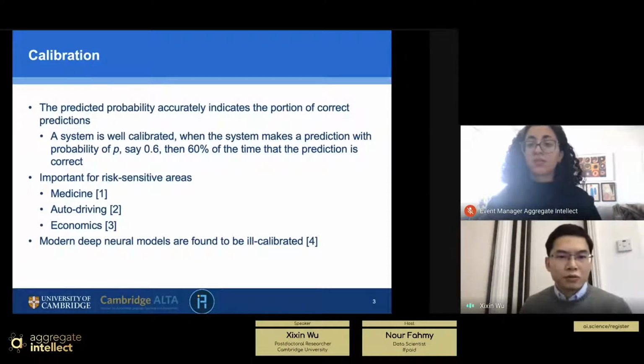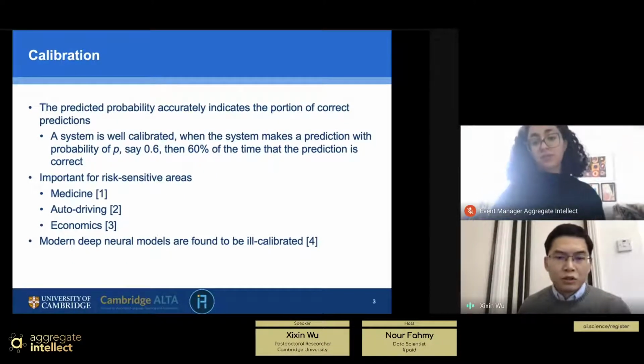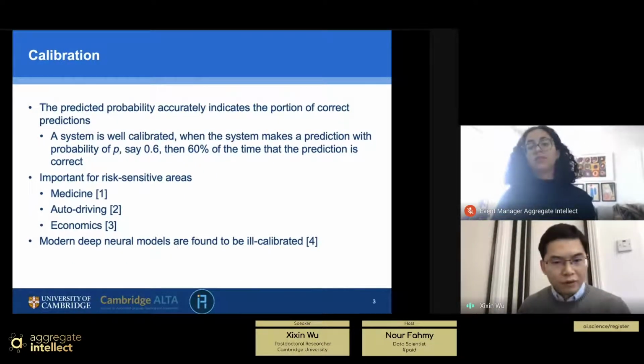Yeah, so this is quite important, especially in risk sensitive areas like medicine, research, auto driving, and also economics. However, unfortunately, modern deep neural networks are found to be ill-calibrated. That is, they are overconfident or less confident about their predictions. Let's look at what happens.